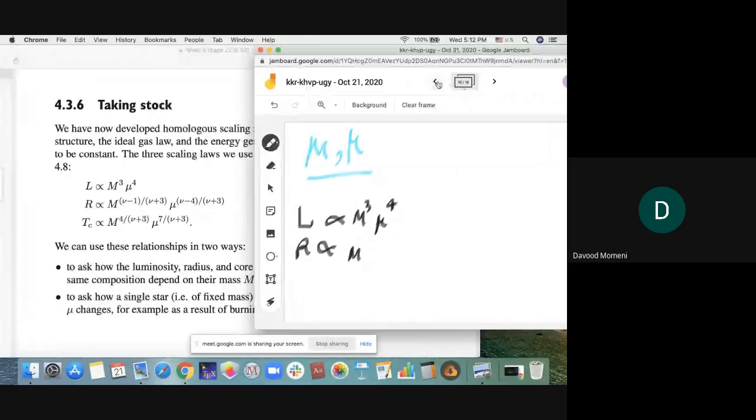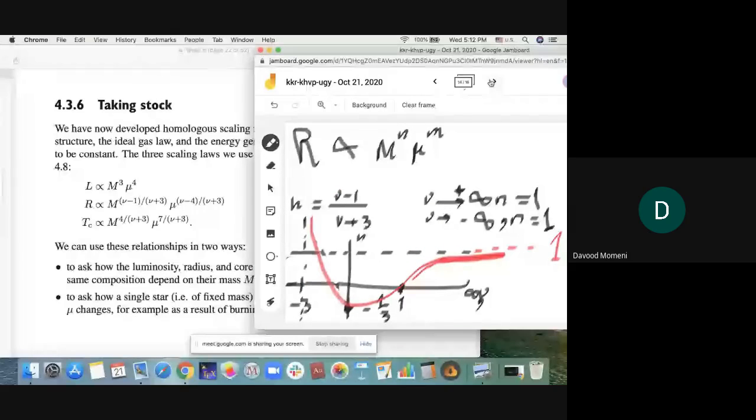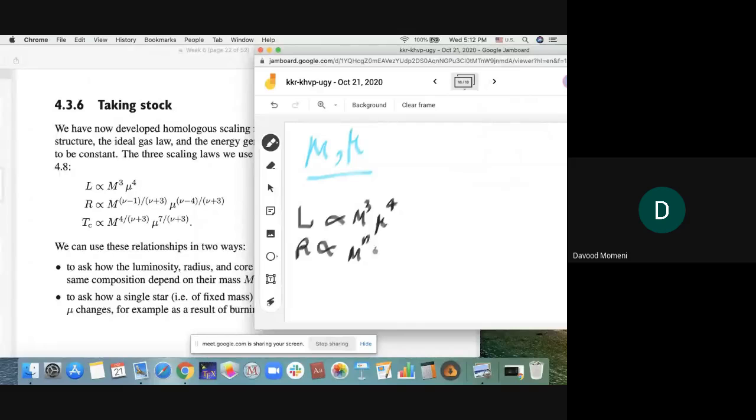You can also say that R will be scaled. If you consider the energy generation mechanism, then you have to write this as a function of n and mu, as a function of m. We talked about what n and m are. They are functions of v actually. And T_sc finally will be scaled like m to the power a. A was a function of v again, and mu a function of b. And we talked about all of them.